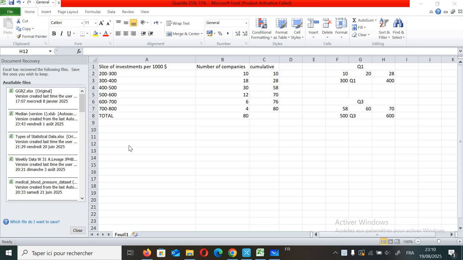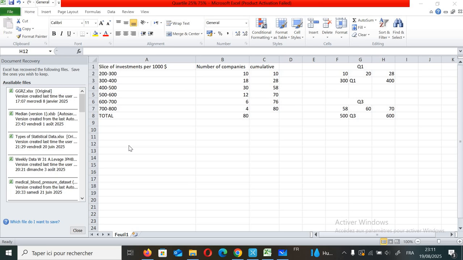So the measure of central tendency of quartile means that 25% of the numbers, for example here the number of companies, have investments inferior to the value. In quartile 3, it means that 75% have investments inferior to the value we're going to look for, and 25% have a value superior to it.